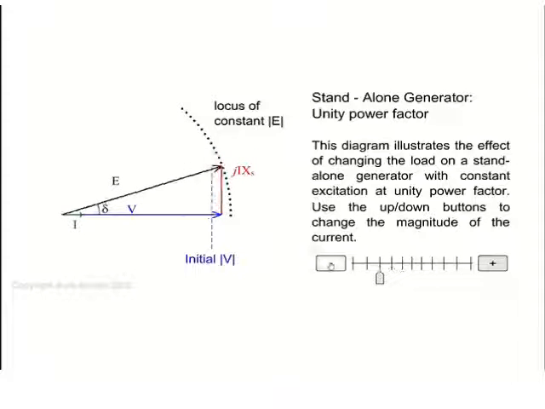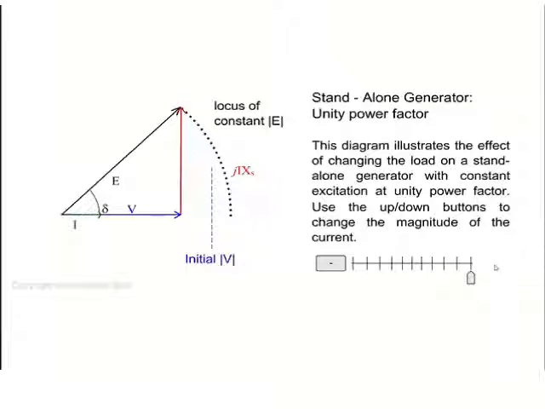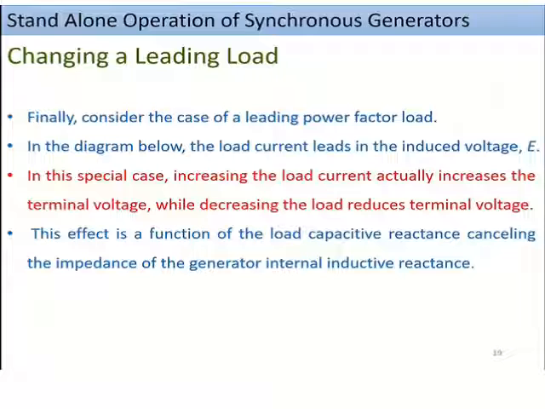So same thing we can see here. I am increasing the load. I increases, shown by green color. Therefore Ia Xs increases, E is constant and V reduces. But compared to the lagging case, the reduction in V is less.